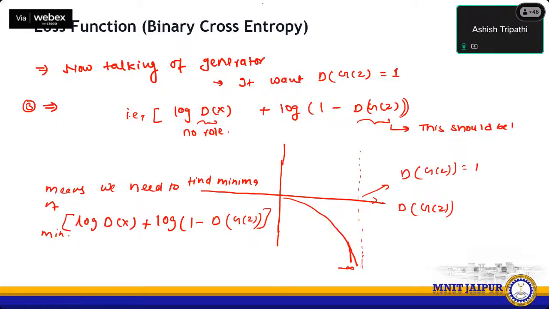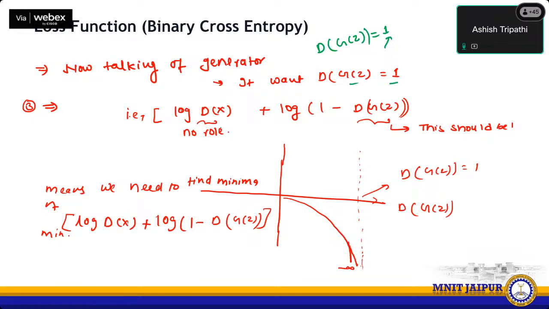Now, what about the generator? What are the intentions of the generator? The intention of the generator is that whatever the discriminator is giving, it should be equal to 1. If this is equal to 1, that means the discriminator has misclassified. So the generator wants this.